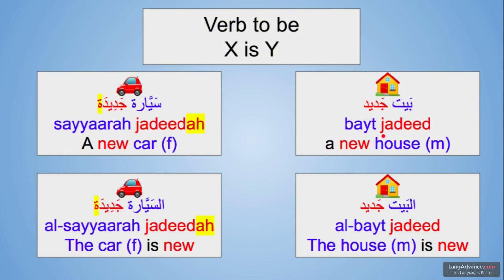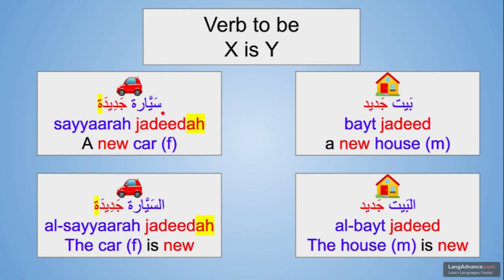But when we want to say the house is new, we say Al-Bayt Jadid. So the house here is definite as it has alif lam before it, and jadid is indefinite because it doesn't have alif lam. So al-bayt jadid means the house is new.